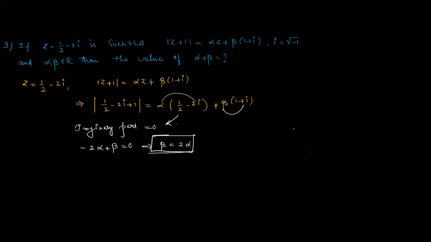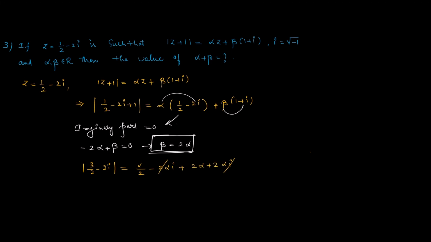Next, I substitute beta. Now the left hand side: 1 by 2 plus 1 is 3 by 2, minus 2i, is equal to the right hand side. We replace beta by 2 alpha. So multiply with this: alpha by 2 minus 2 alpha i, again plus beta is 2 alpha, so 2 alpha into 1 plus 2 alpha i.